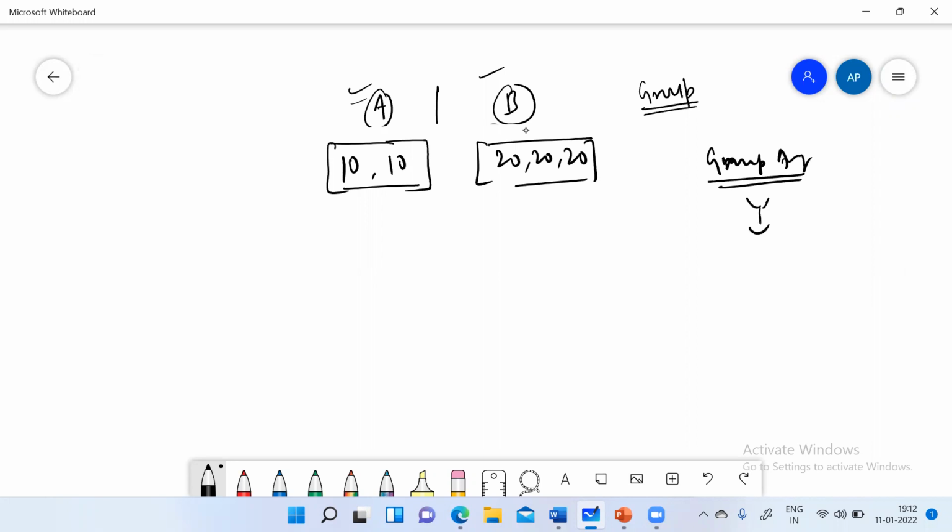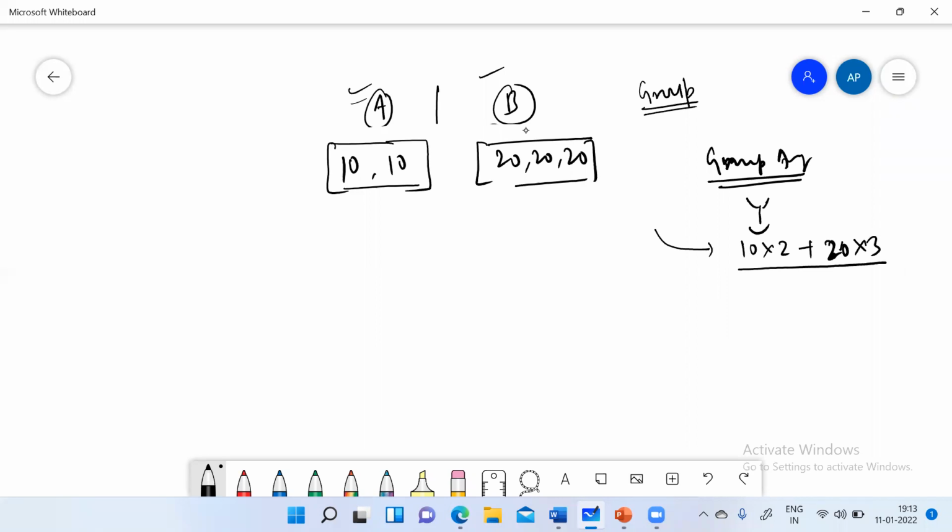How much will it be? 12. It will be 12. What? 12, sir? Yes, sir. So what will be the value of the total sum? 10 into 2, plus... No, sir. It will be 8. It will be 16, sir. Yes, 16. It will increase from 15.